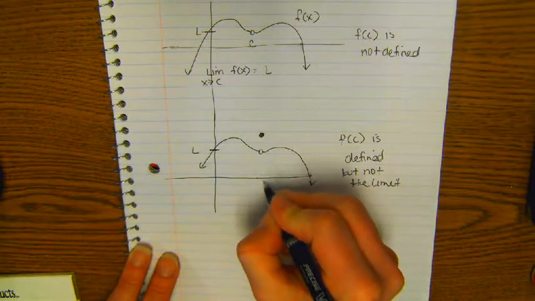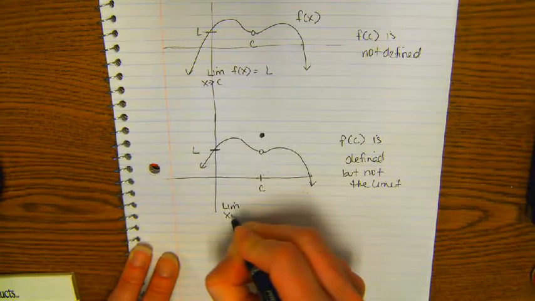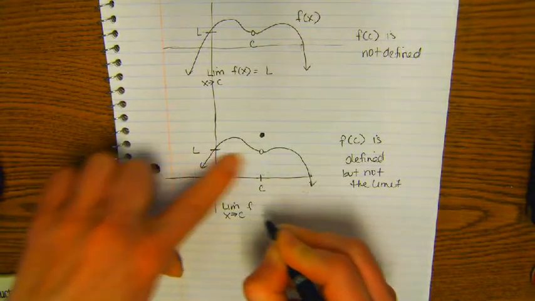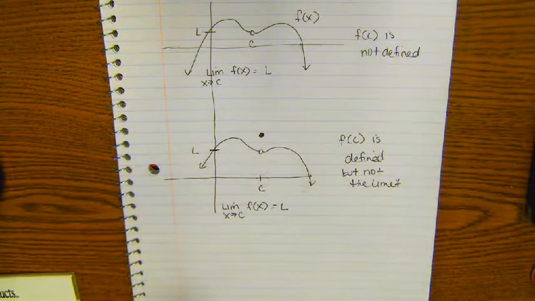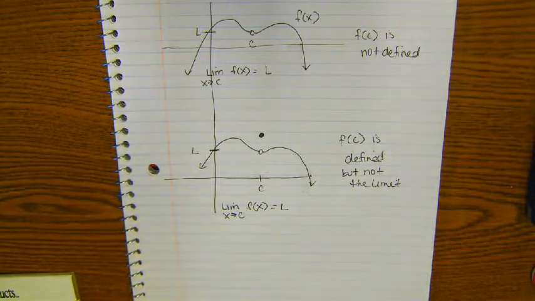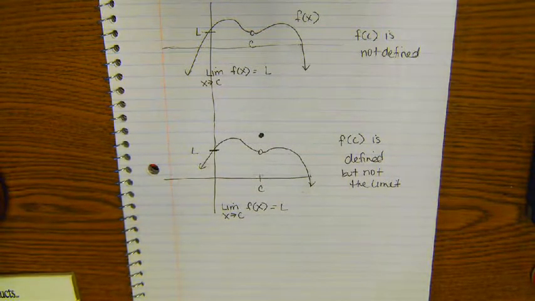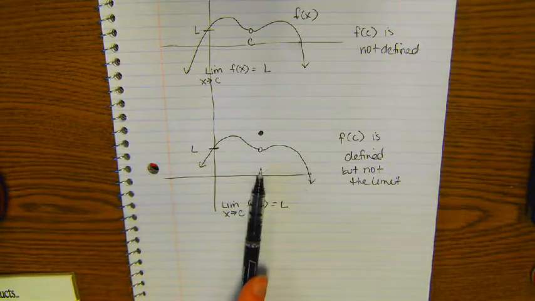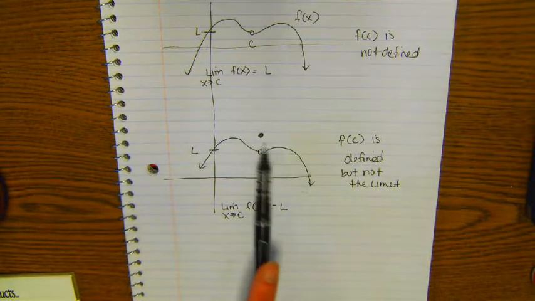So this, I'll call this c again. This limit is still this y value, or L. When we get into the algebraic stuff, this is going to be like a piecewise function. Like you're going to see a function for this part, and then they're going to give you a value for that part.